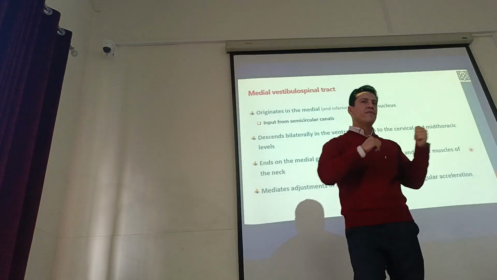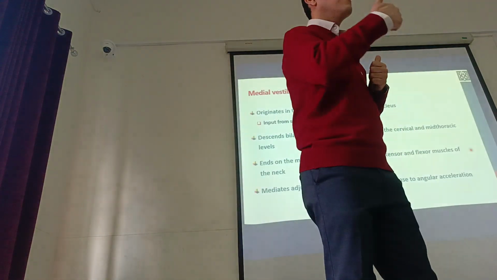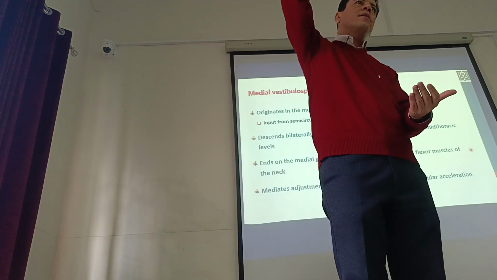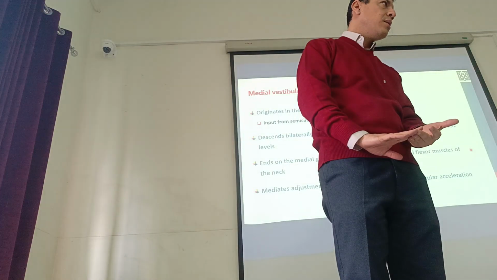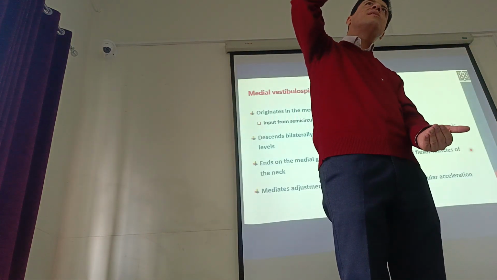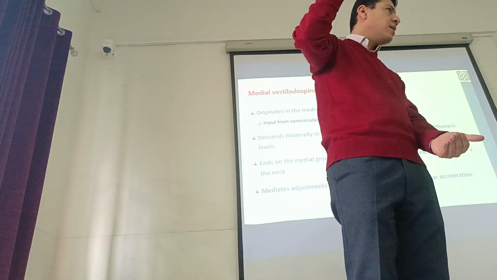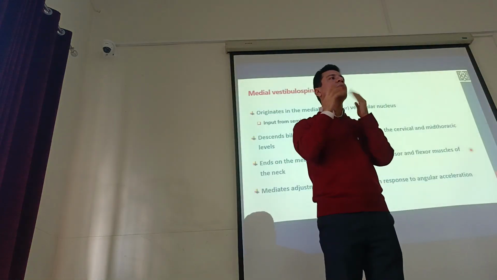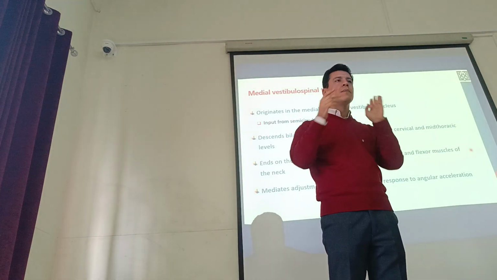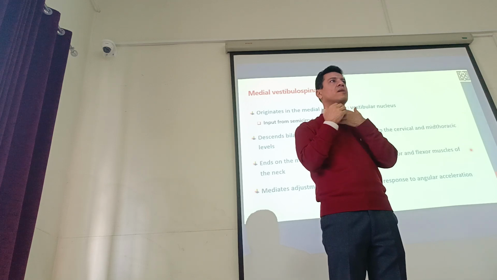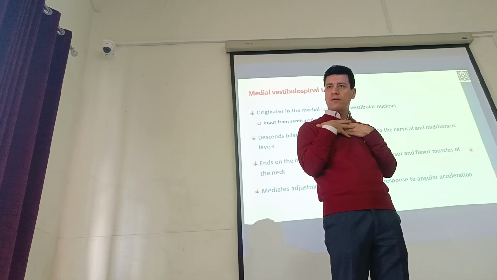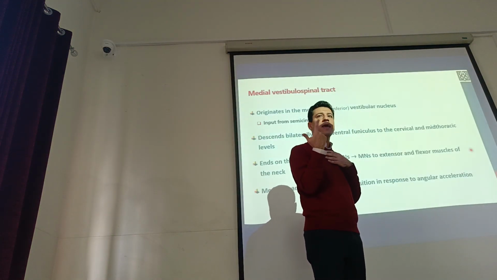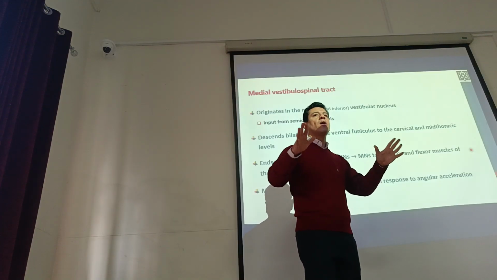They descend bilaterally, right? They reach cervical and mid-thoracic levels. So there is one difference here with the lateral vestibulospinal tract. The lateral vestibulospinal tract is connected to all levels of the spinal cord, but this one is connected only to cervical and mid-thoracic levels. It doesn't go down more, right? So it only contracts muscles in the upper part of the body, muscles of the neck and muscles of the trunk, right? So this pathway is mainly involved in making movements of the head when we are out of balance.